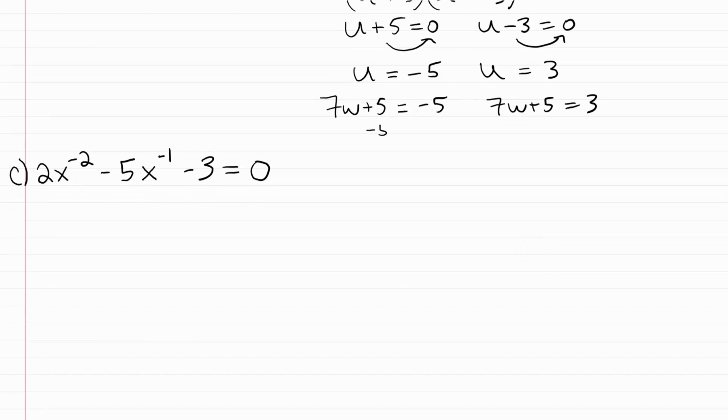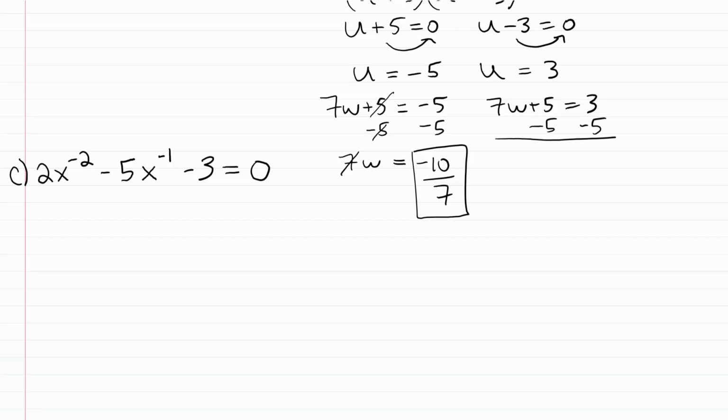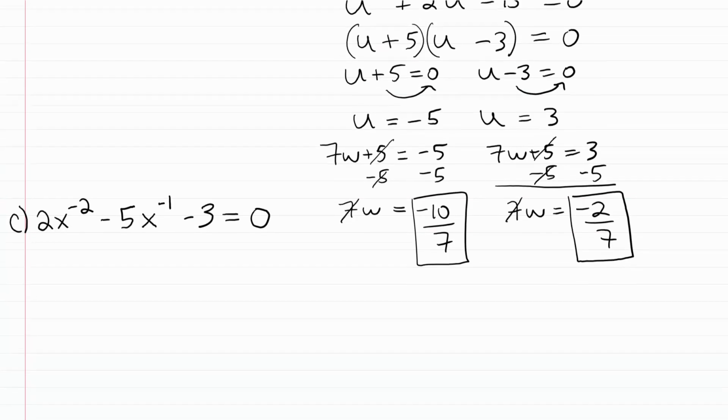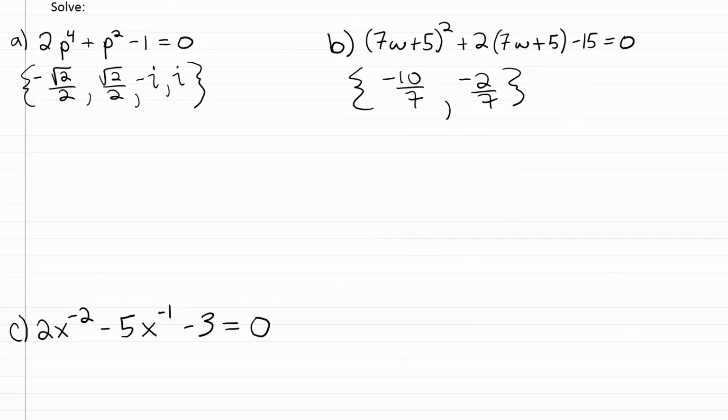So we'll subtract 5 from both sides here, giving you 7w is equal to just -10, and then divide both sides by 7. You will get that w is equal to -10 over 7. We subtract 5 from both sides here. We'll get 7w is equal to -2, and then divide both sides by 7, and of course we get w is equal to -2 over 7. So we have two solutions to our equation in quadratic form. All right, let's do our last example, example C then.